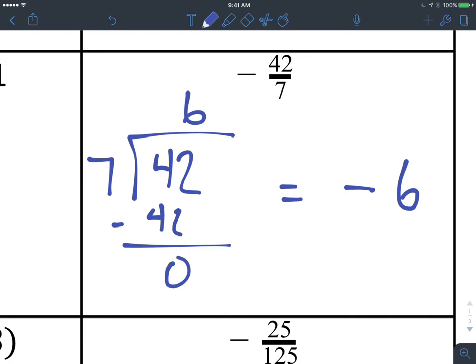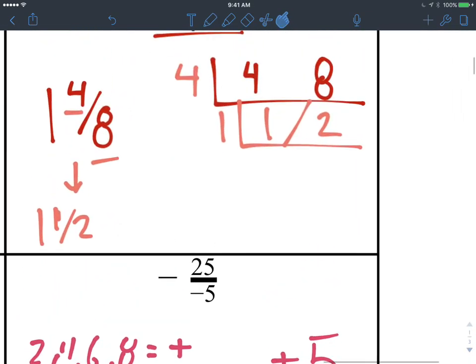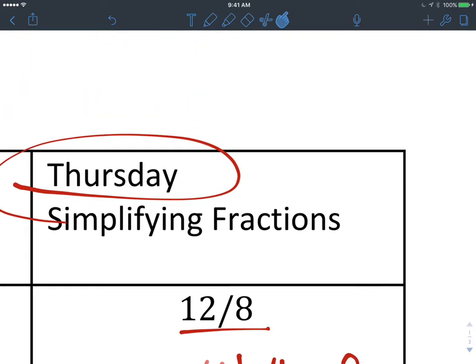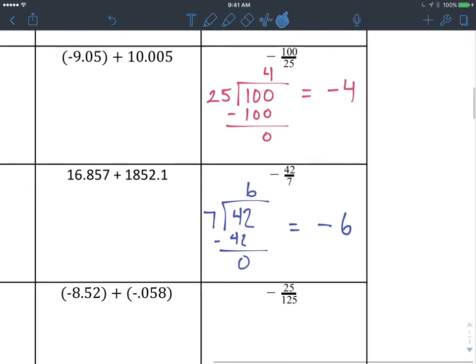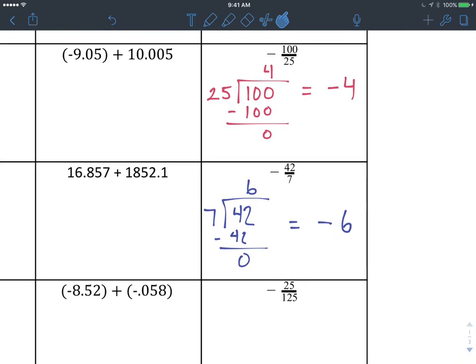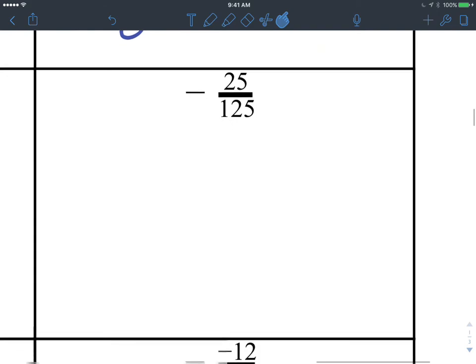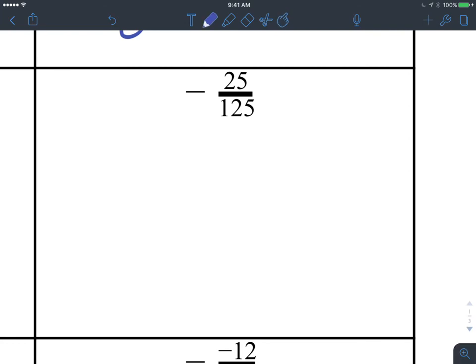So our answer for this next question is negative 6. Notice how all these questions are ending in whole numbers, even though we're still simplifying fractions like our instructions say. That's because whenever you divide, you are technically working with fractions. It's one number over another number. Like I've told you guys in class, we can read these numbers as negative 25 over 125 or negative 25 divided by 125. One number over another number is the same thing as division.